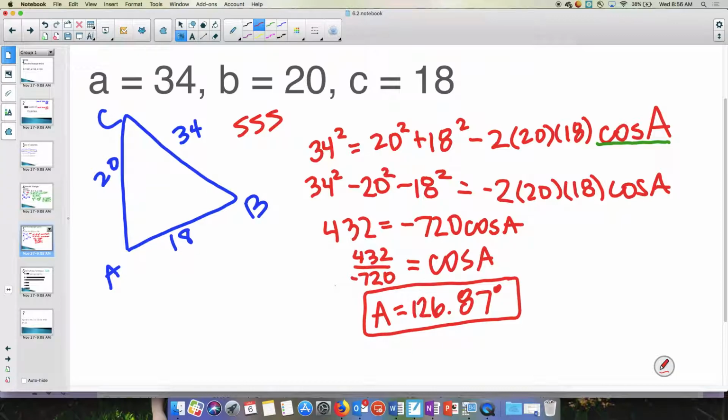You will never get a no solution for a triangle with side, side, side. So if you get an error when you do inverse cosine, something is wrong with your algebra. Okay? All right, so let's continue.